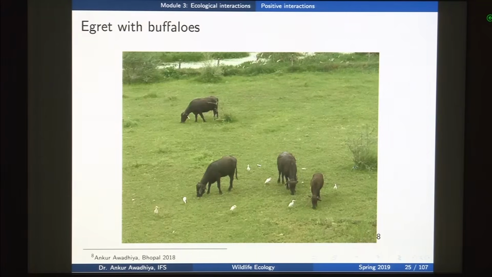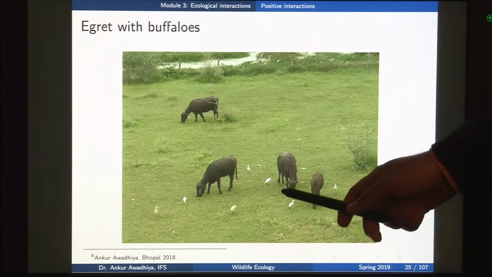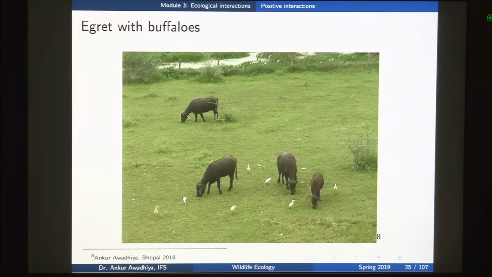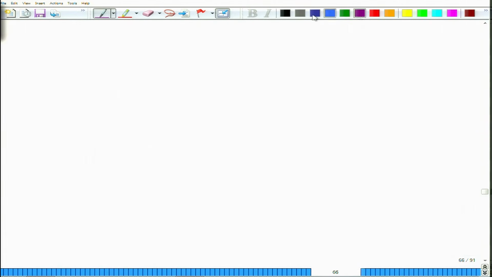Now, at the same time, when these buffaloes are grazing on the grass, when they are moving around, these grass blades will also be moved. When that happens, a number of insects would just jump out. Now, why does that happen? Now, in ethology, so ethology is the science of behavior of organisms, we have a concept of flight distance. Now, what is a flight distance?